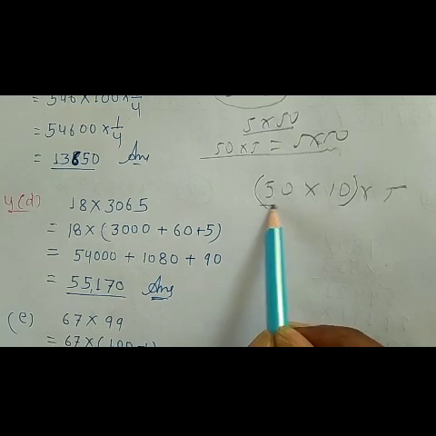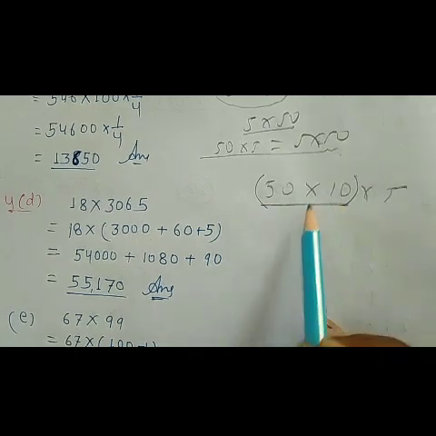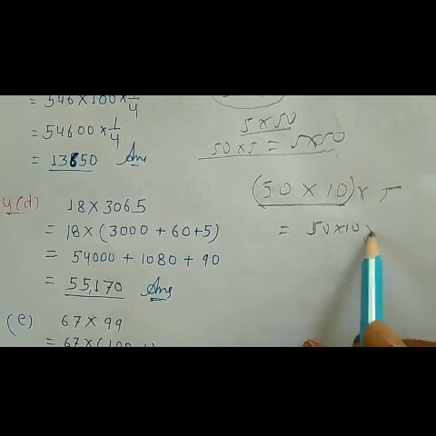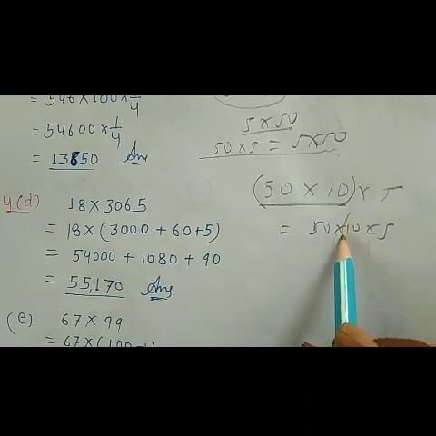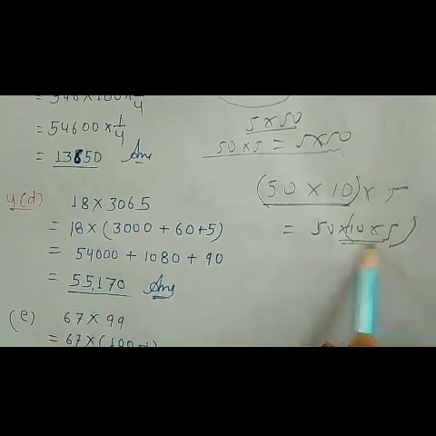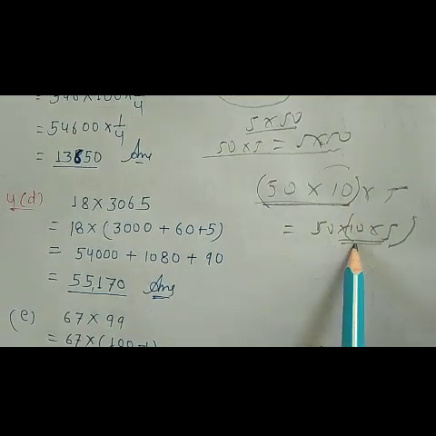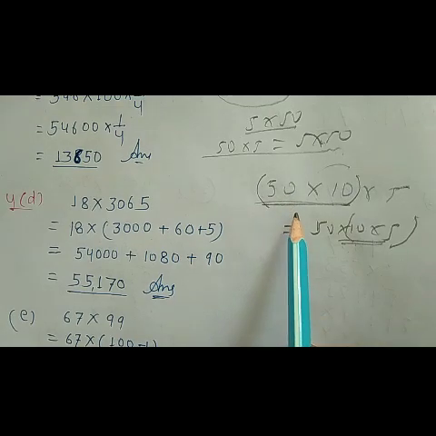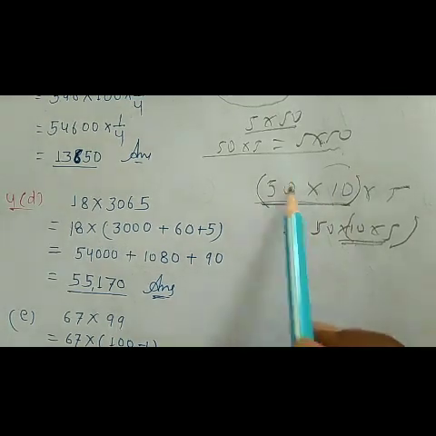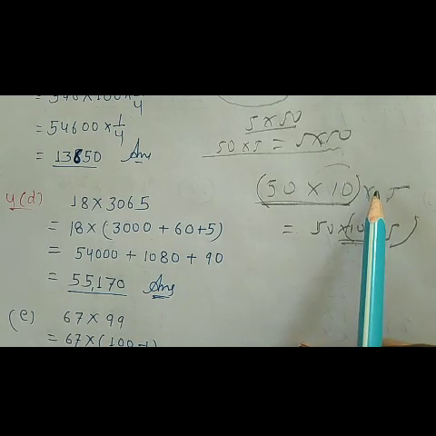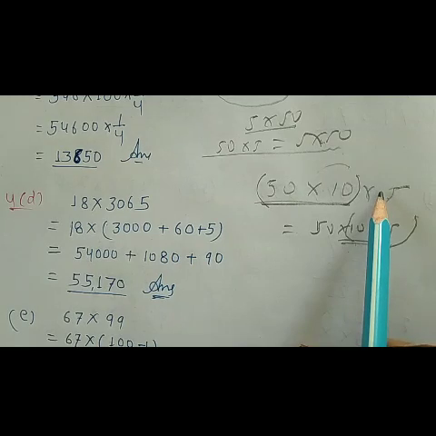If in the first case we group these two numbers, and this is already equal to 50 into 10 into 5, and in this step we group these two numbers, it means no change will be there in the product. So if we change the grouping of numbers, the product will not change. This property is called the associative property, or we can say associativity.